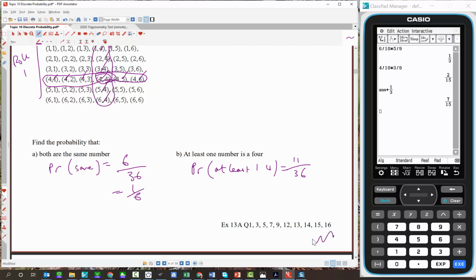All right, so get started on 13A, dust off the cobwebs, girls, and do those problems.